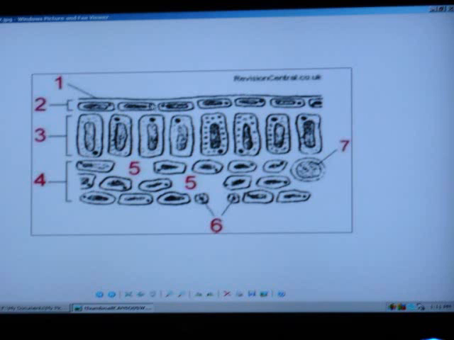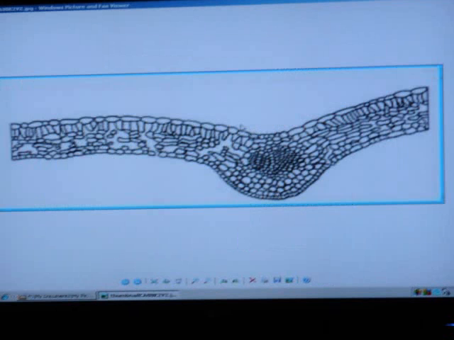Epidermis. You're going to see this picture coming up. This is across the leaf. This is the center where the veins are in the center of it.